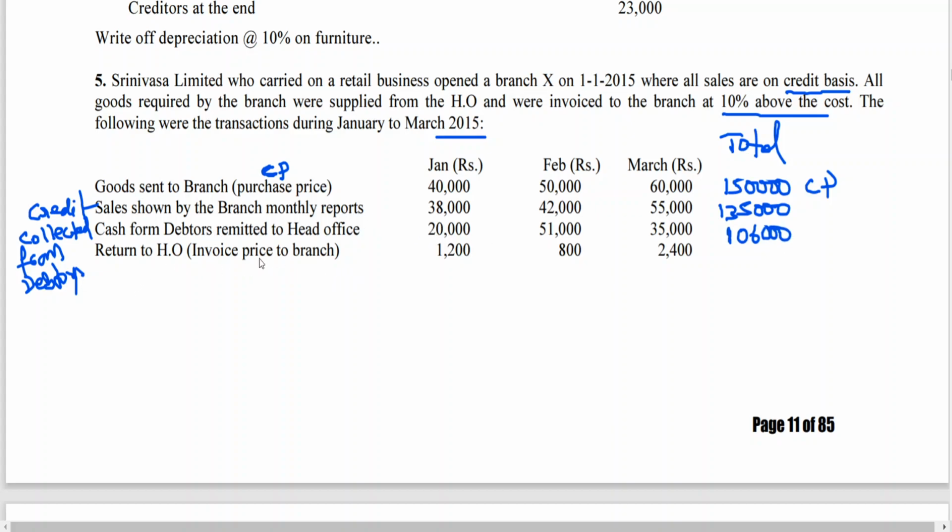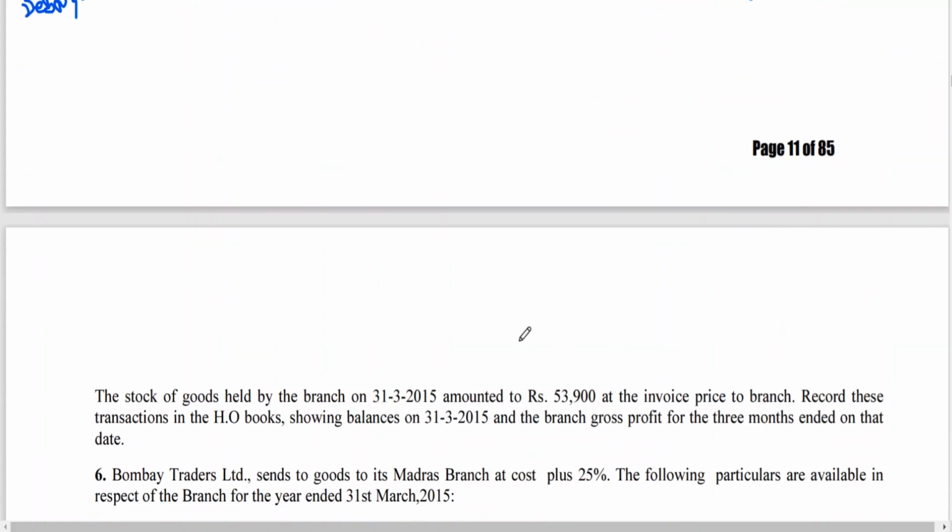Now, returns to head office, invoice price to branch. Invoice price to branch means here he himself has given the invoice value. This is cost price. So please remember here, after adding the percentage, they have given 1200 plus 800, 2000 plus 2400, 4400. This is invoice price. Then the stock of goods held by the branch on 31st March 15 amounted to 53,900 at the invoice price to branch. That means this information also has been given at invoice price. Invoice price, that is closing stock.